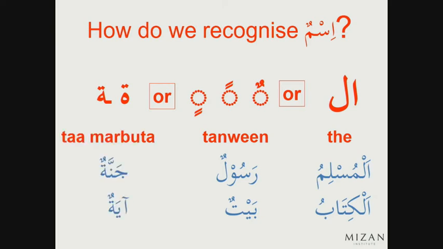For example, the word jannatun. What does jannah mean? Paradise, but it actually means a garden. Jannah means a garden. Ta marbuta, it's an ismun. Ayatun, what does ayah mean? A verse or a sign. Ta marbuta, it is an ismun.